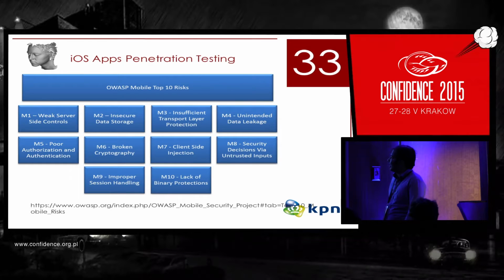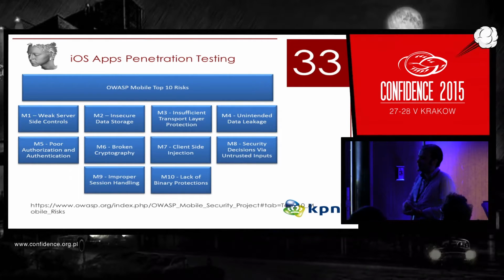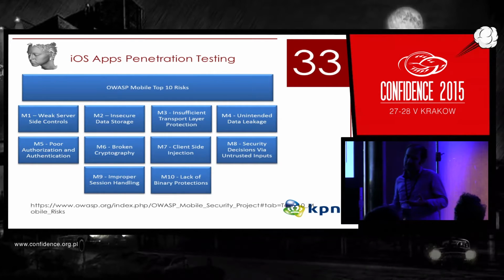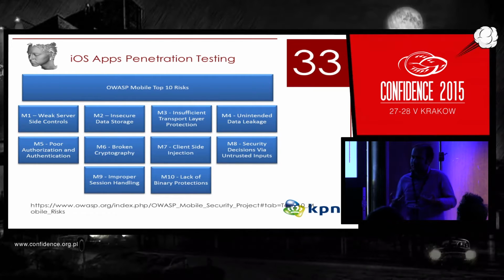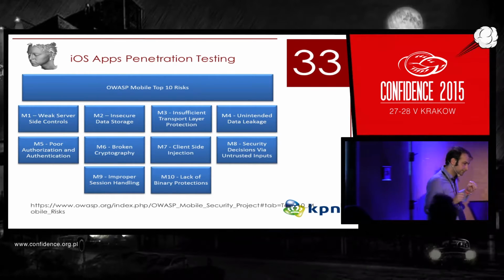The most common issues are related to weak server-side controls and insecure storage, like information stored on your local device that is supposed to be in, for example, the keychain and so on. Programmers are always lazy, and they think that since it's a mobile application, you cannot do pretty much anything. So they rely most of the time on assumptions.